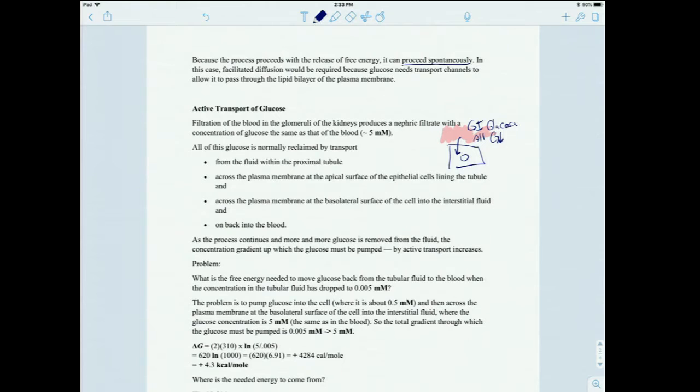It would be a waste to be eliminating glucose through your GI tract. It wouldn't be very efficient. So your GI tract is pretty good at reabsorbing the vast majority of the glucose that you ate.